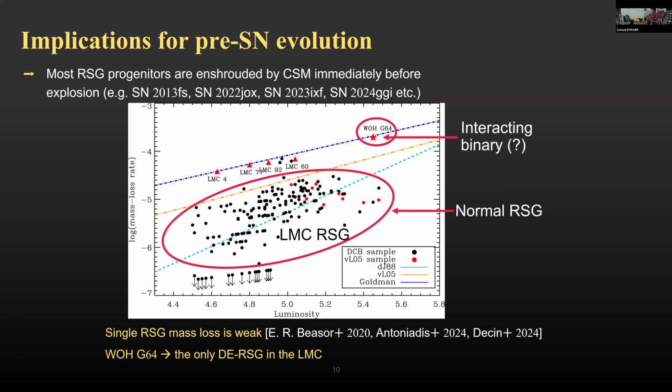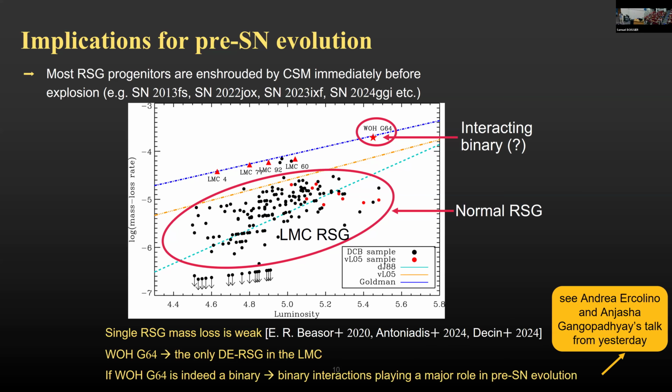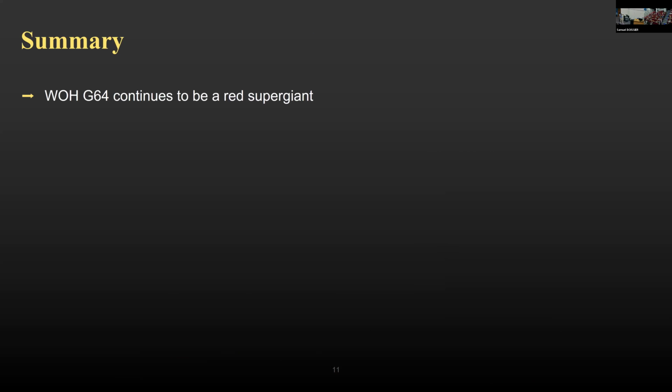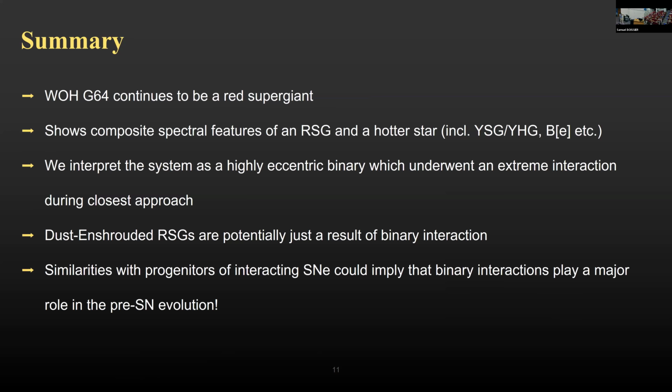And we also know that the single star mass loss is very weak. It is about 10 to the minus 6, 7 solar masses per year. And so if WOH G64 were to explode now, we might see something similar to an interacting supernova. And that strengthens the argument that binary interactions play a very major role in pre-supernova evolution of massive stars, especially for the interacting supernovae case. So I'll conclude my talk here by leaving the summary, and I'm ready to take any questions. Thank you.